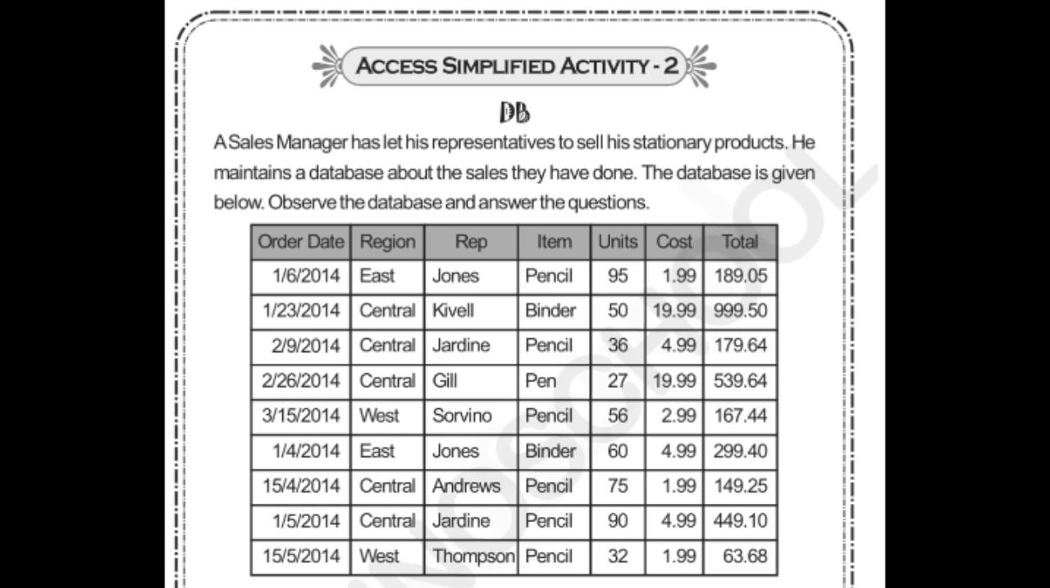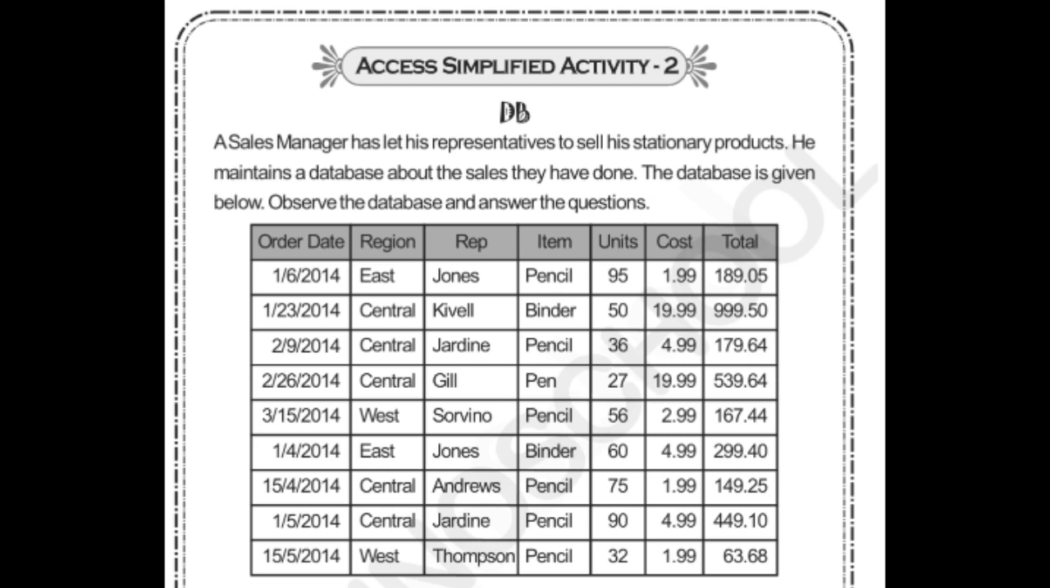Under that we have rows and rows of data. We have created a table. The combination of rows and columns is the definition of a table. This is the table for the sales representatives, their selling reports. Clear? So how many rows do we have here? 1 2 3 4 5 6 7 8 9 rows are there.